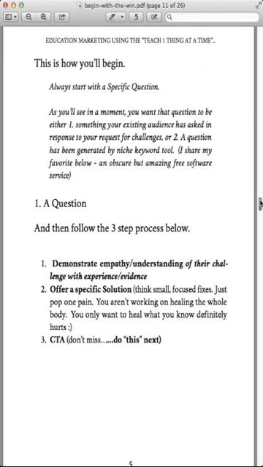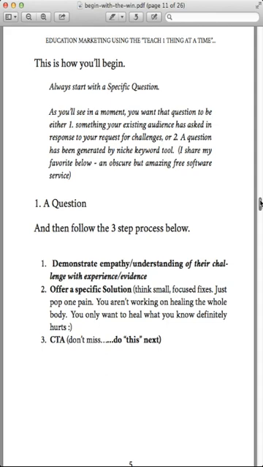All right. So again, step one is going to be a question, and then you're going to follow the very simple 3-step process below. Step one is you're going to demonstrate empathy and understanding of their challenge through experience and evidence. And this is your own experience and evidence. Two, you're going to offer a very specific solution. Think small, focused fixes. Pop one pain, heal one hurt. You're not trying to heal the whole body. You just want to heal or help what you know definitively hurts in the lives of your audience.